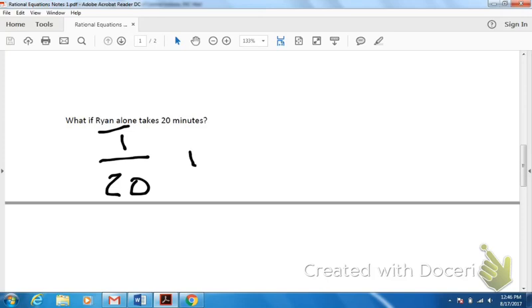And then Crystal's still doing it in 10 minutes. So this is Crystal's work. So the T over 20 represents the portion that Ryan's doing. The T over 10 represents the portion that Crystal's doing. You give me too much credit. And that equals the one job that they're doing.